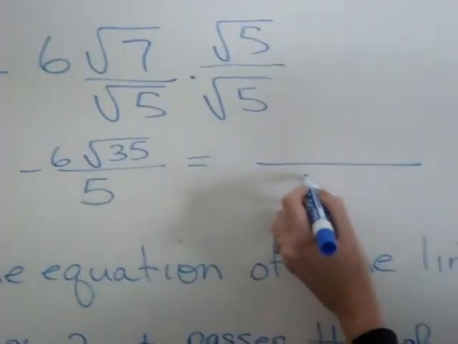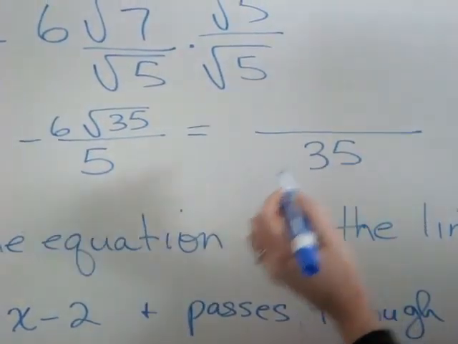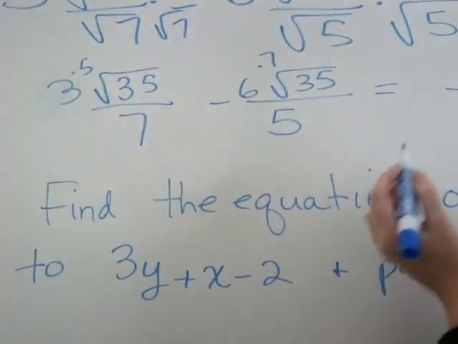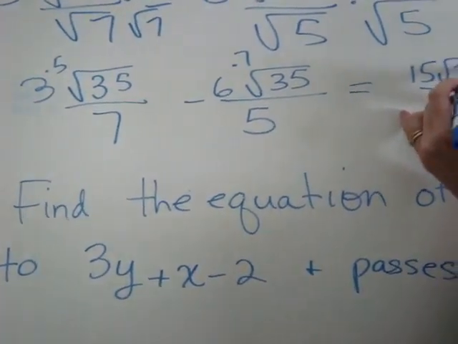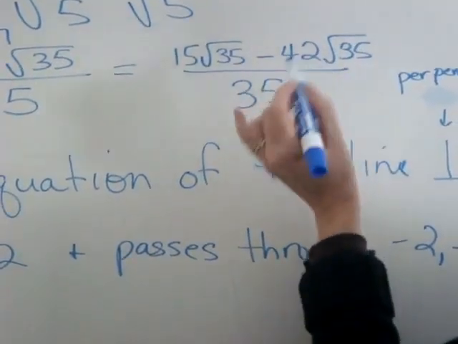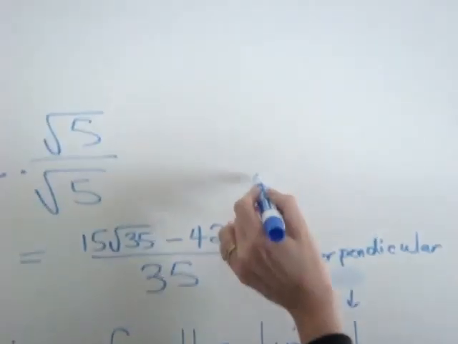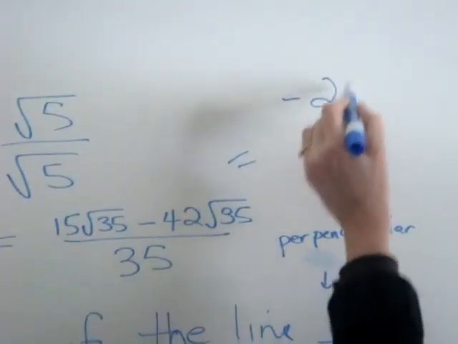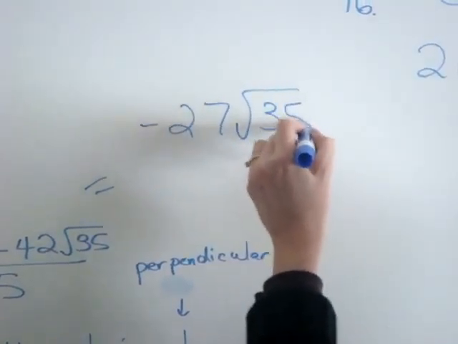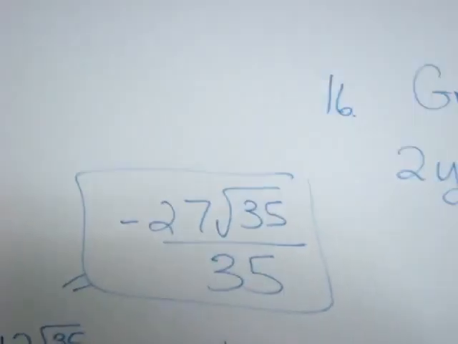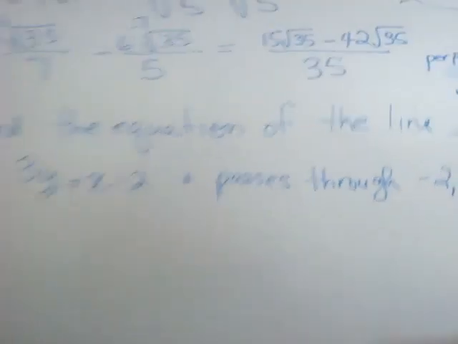So our common denominator is 35. So this one needs to be multiplied times 5, and this one times 7. So we get 15 square root of 35 minus 42 square root of 35. And I'm running out of room. Let's just go up here. So our final answer is -27 square root of 35 over 35. Most of you got that one right. Oh, too bad. Okay, this is the killer problem in the whole test.